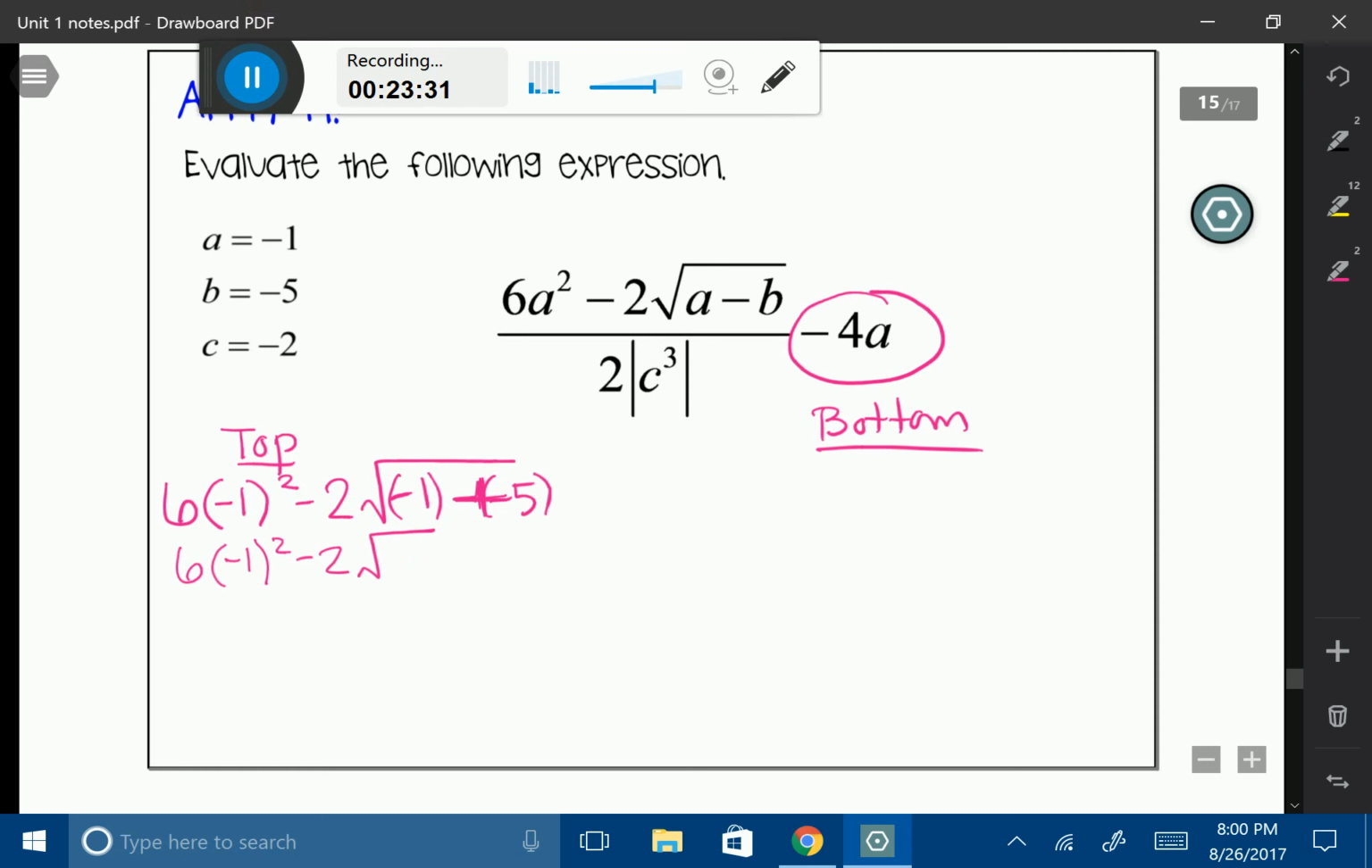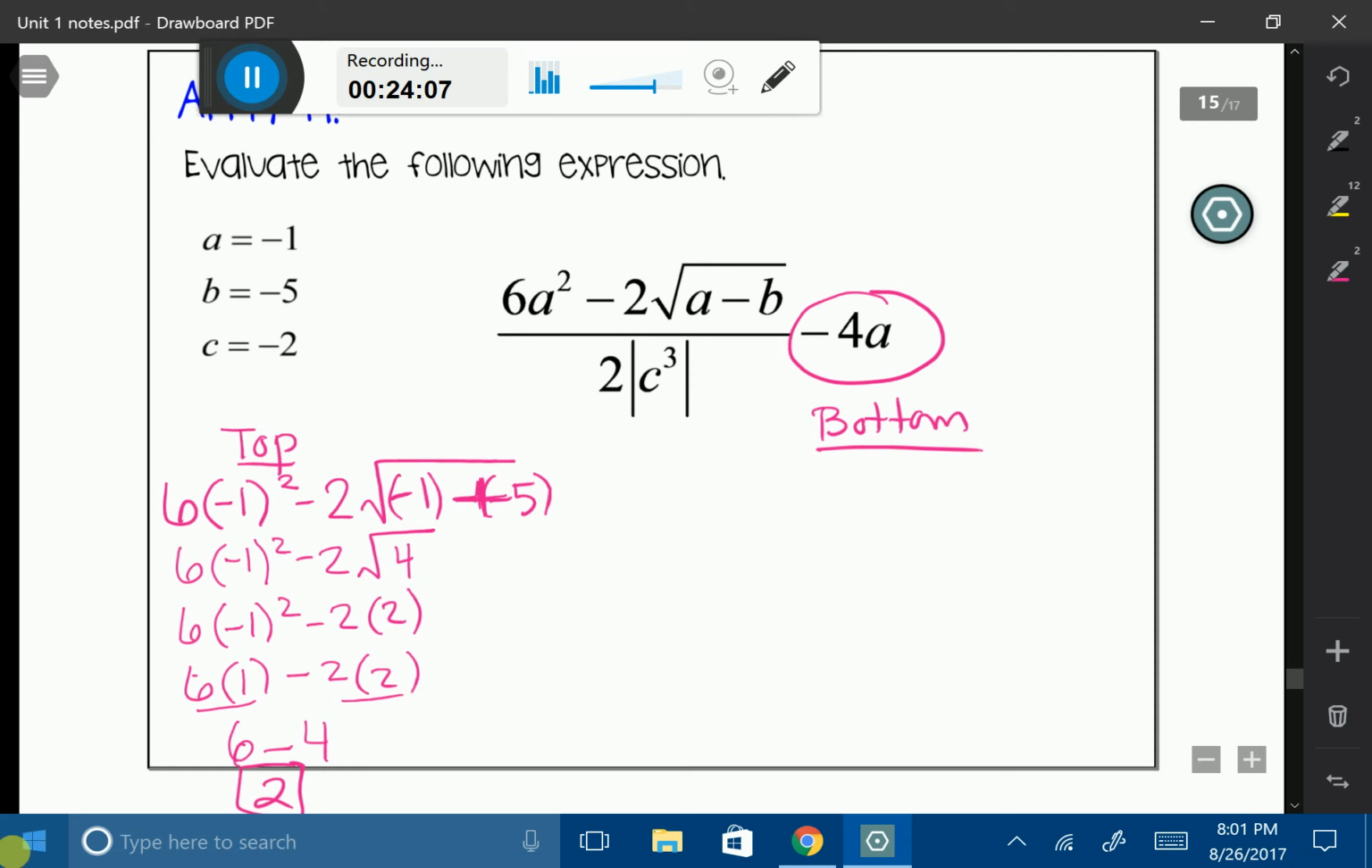So really I'm going to just rewrite everything. I have the square root of 4, which we know is 2. So really I have 6 times -1 squared minus 2 times 2. At this point my parentheses are done, so I'm going to work on my exponents now. -1 squared is 1, so 6 times 1 minus 2 times 2. Now I just have some multiplication to do. I'm going to do them together. So 6 times 1 is 6, minus 2 times 2 is 4. That's going to give me an answer of 2.